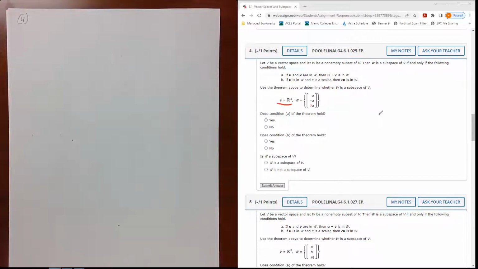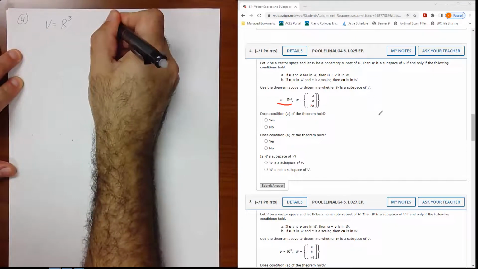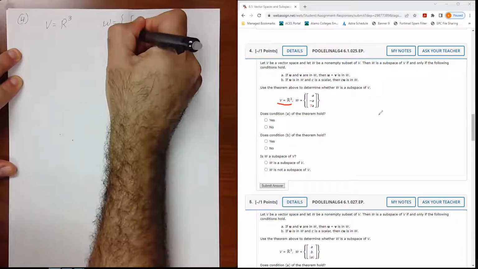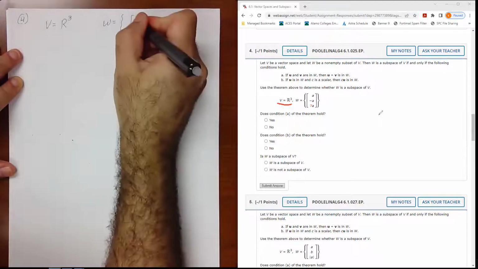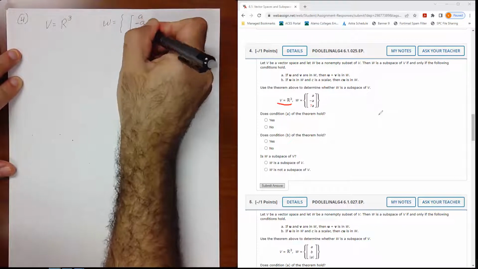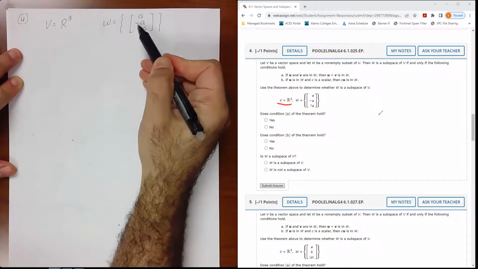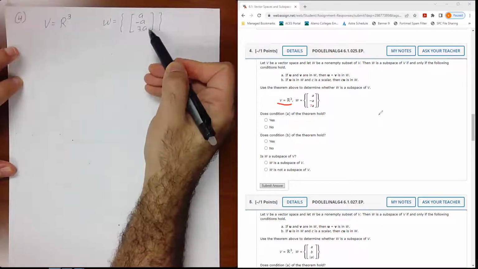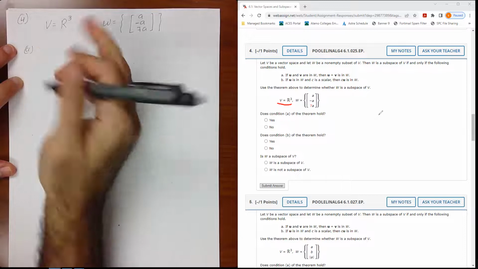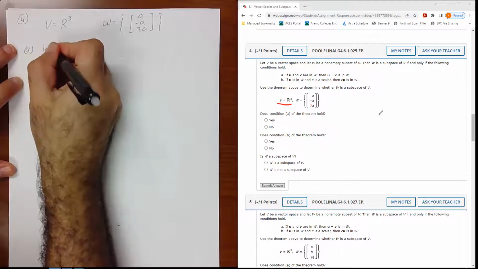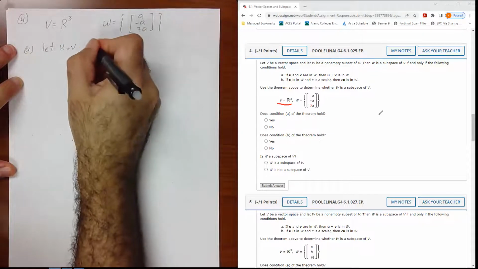So let's assume that we have V equal to R3, and the shape of the vector in W is going to be A, negative A, and 7A. That means the first element is A, the second one is going to be negative A, the third one is going to be 7A. So let's satisfy the first condition, A. We're going to let two vectors belong to W. So I'm going to let U and V be vectors in W.